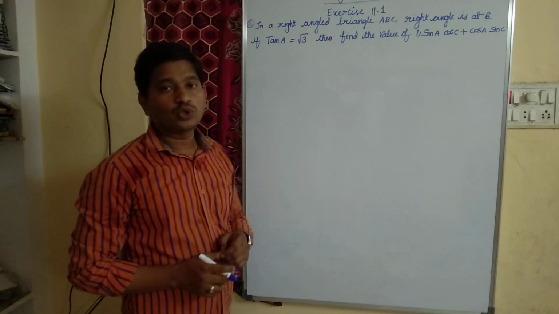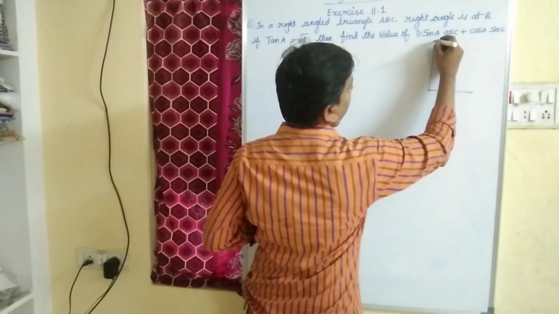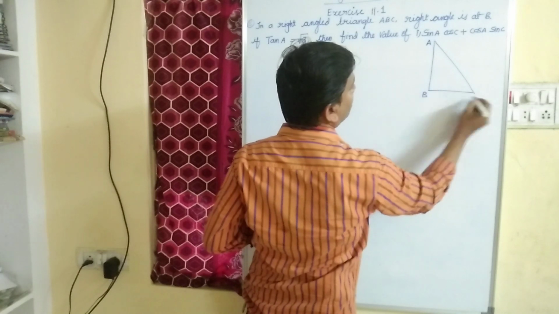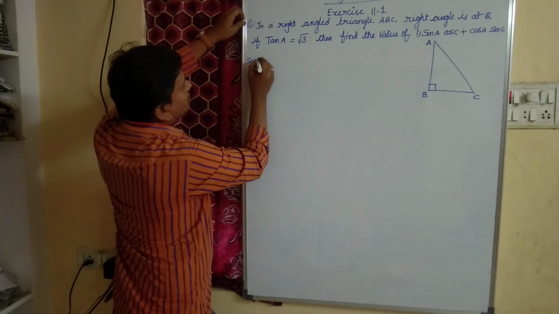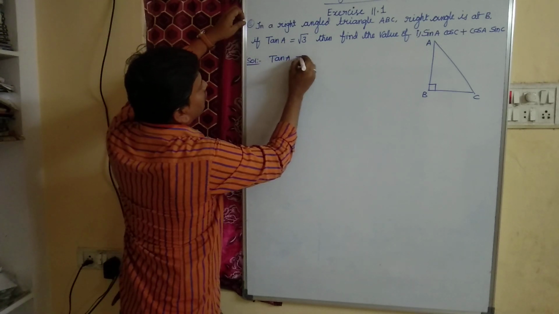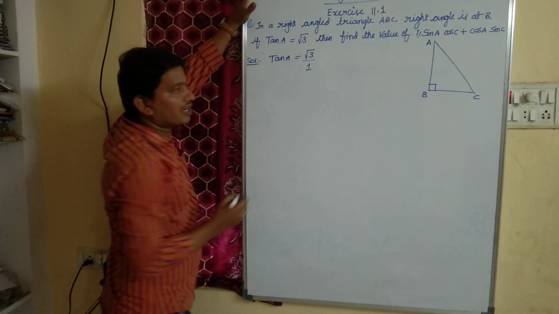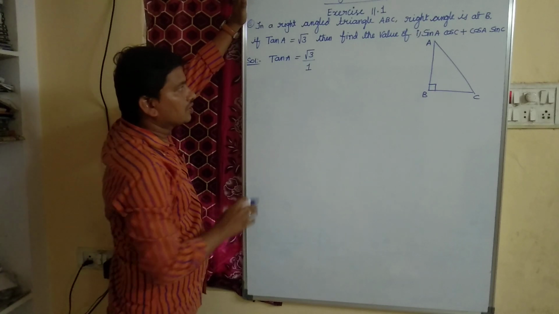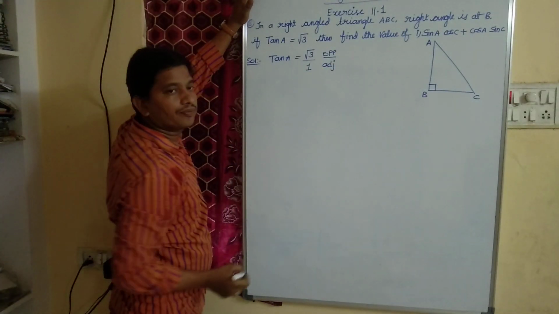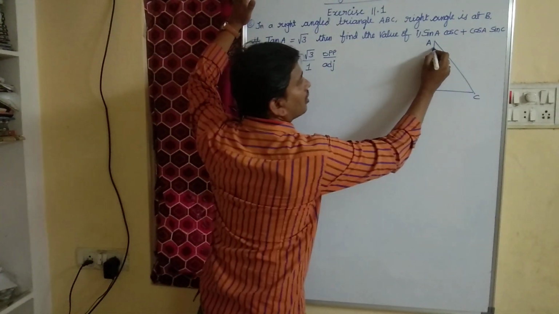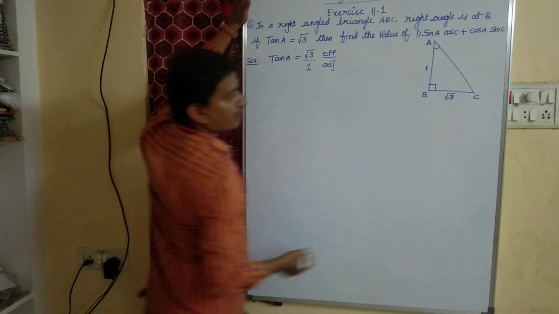Yes children. So eighth question is, in a right angle triangle ABC, right angle is at B, tan A equal to root 3. What is given? Tan A equal to root 3. So don't confuse. Nothing is there in denominator. We can write as 1. Right? That's all. So what is the ratio of tan? Opposite side by adjacent side. With respect to A, opposite side is BC, root 3 units, and adjacent side is AB, 1 unit.